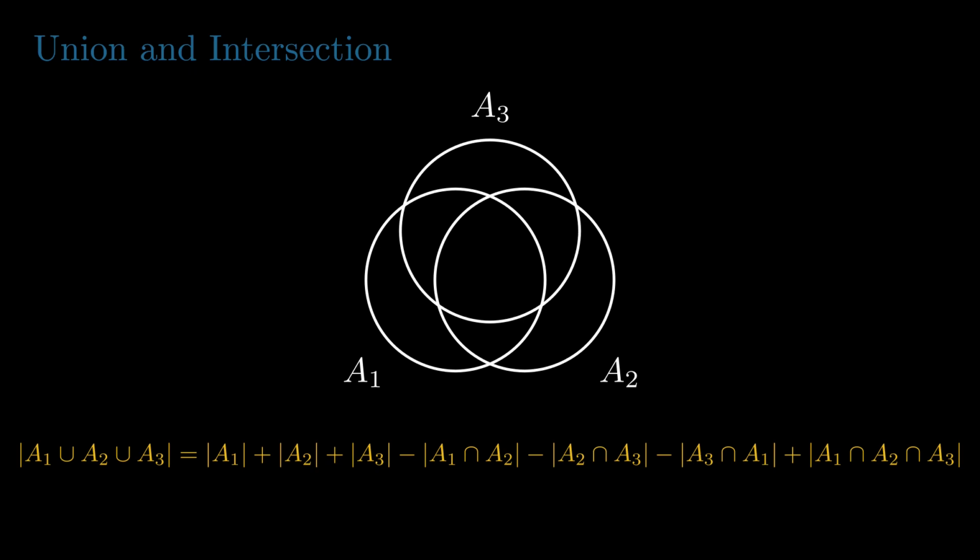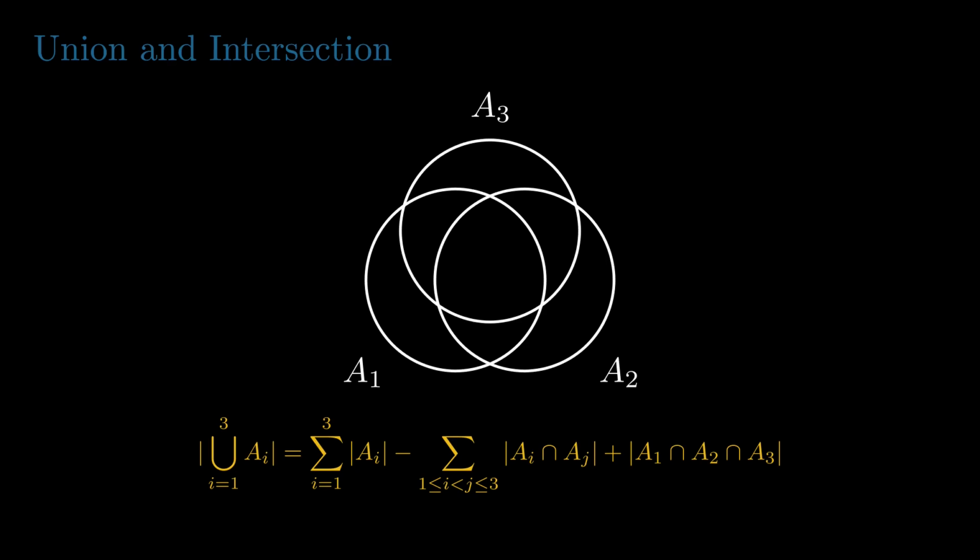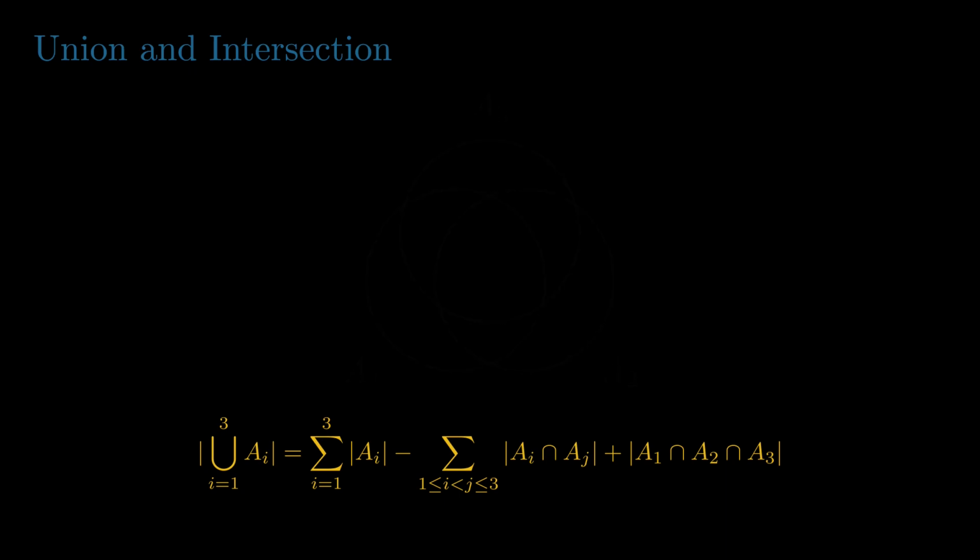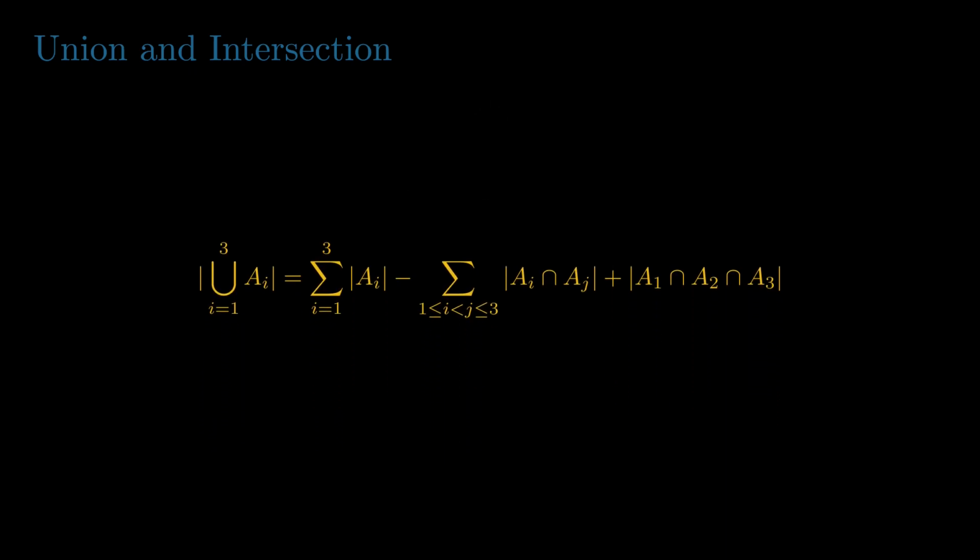Furthermore, this formula can be written in a more compact way. To indicate the union of the sets, it is possible to use the following notation, which means we are considering the union of every Ai from A1 to A3. In a similar fashion, we can write the addition of the three sets as the sum of each Ai from A1 to A3. In a similar way, we compact the sums of their intersection.